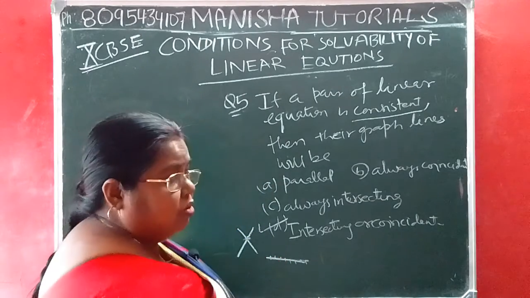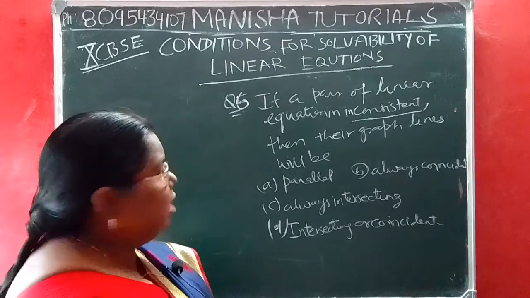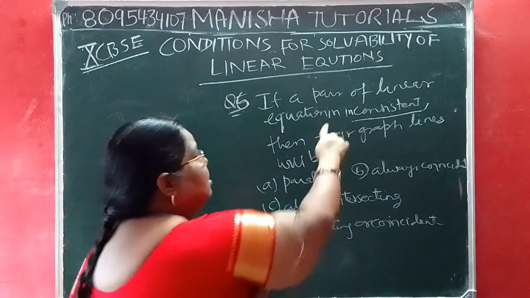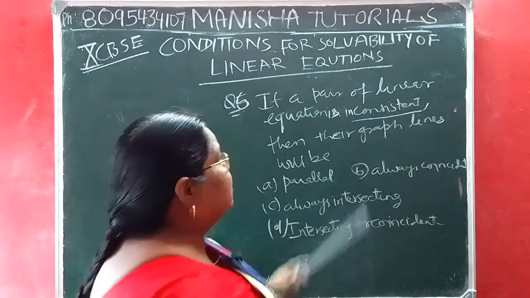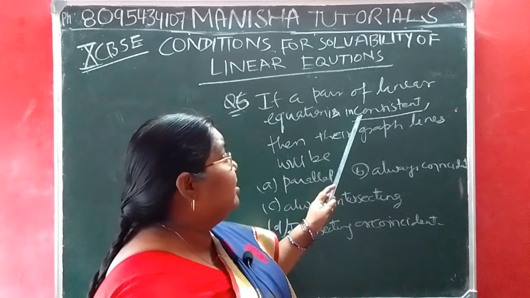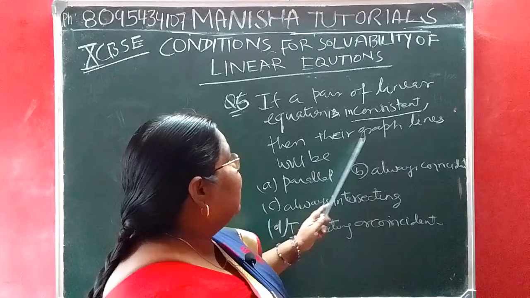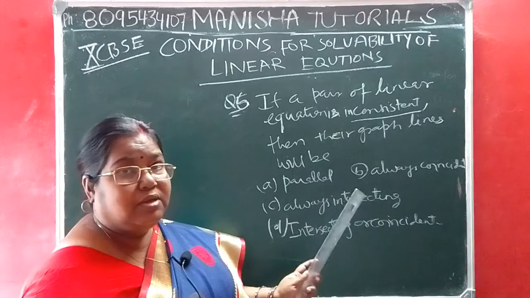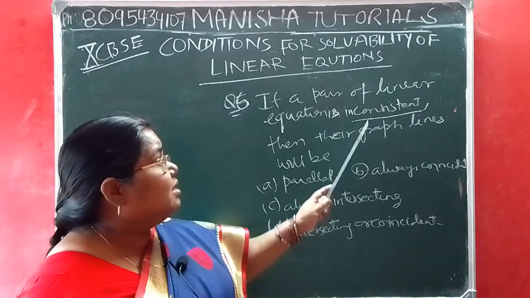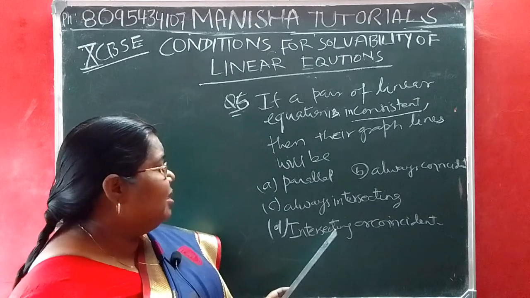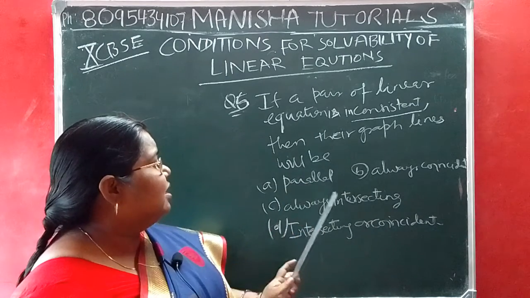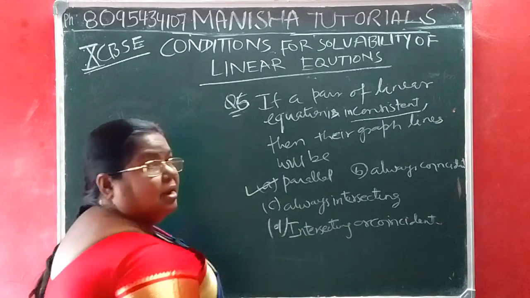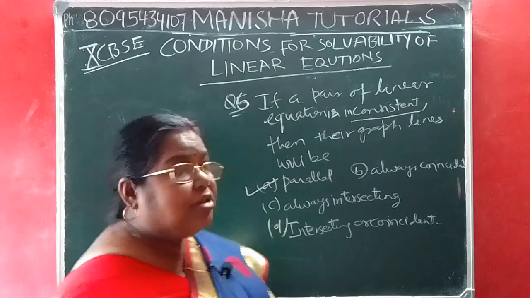Now come to question number 6. If a pair of linear equations is inconsistent, the word inconsistent is added here, then their graph lines will be parallel, always coincident, always intersecting, or intersecting or coincident. Keep the words in mind. Consistent means intersecting or coincident, as I told in the previous problem. Inconsistent means you will not get any solution, so the lines will be parallel.